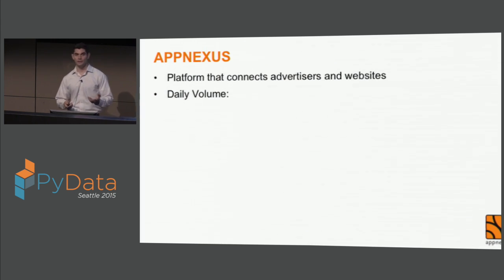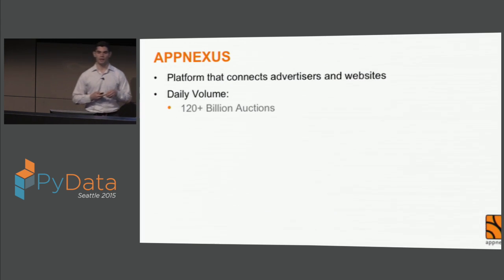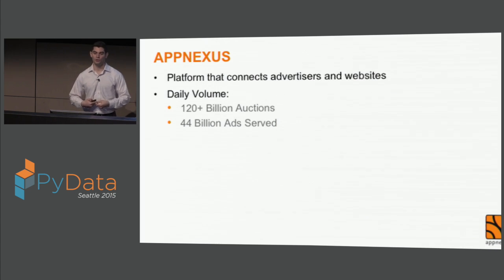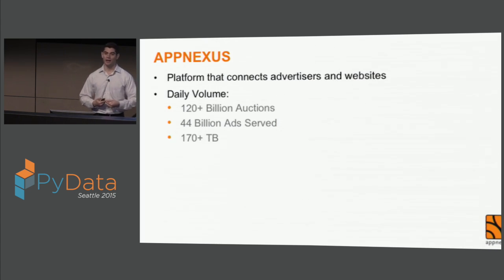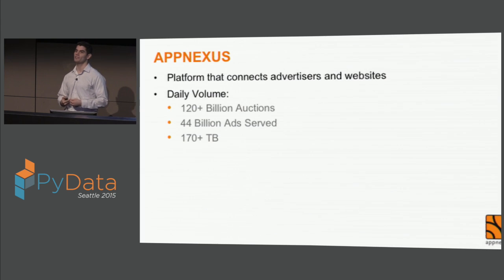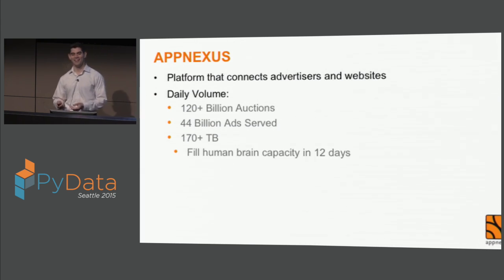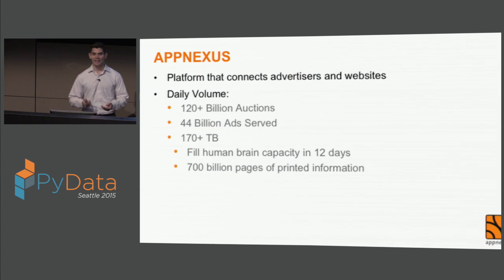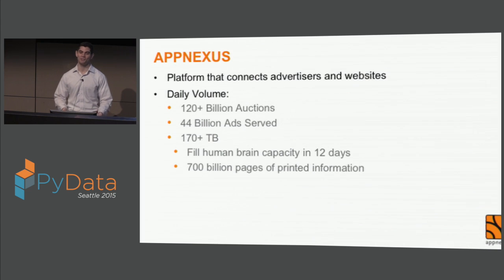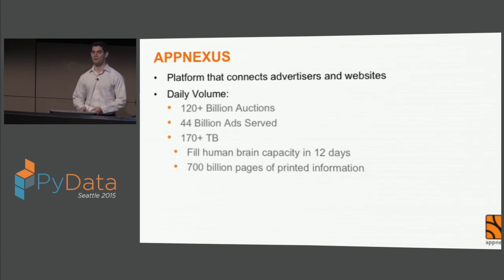So to give you an idea of the scale at which AppNexus operates, we conduct about 120 billion plus auctions per day. From those auctions, we serve 44 billion ads, which accounts for about 170 plus terabytes of data. To put that number in perspective, that's enough data to fill the human brain capacity in 12 days. It's also enough data that if you were to print it on pieces of paper, it would account for 700 billion pages of printed information per day.